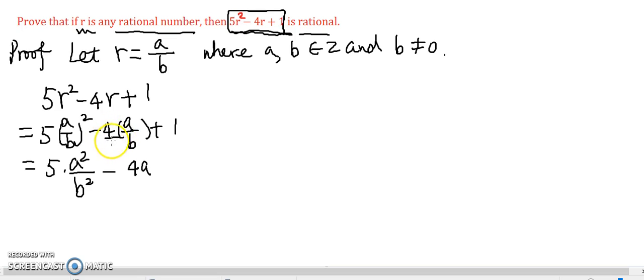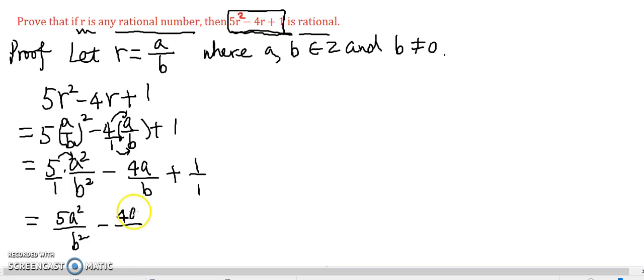We put a 4 as 4 over 1. To multiply fractions, we multiply straight across. So 4 times a is 4a, 1 times b is b. And we're going to write 1 also in fractional form, so that would be 1 over 1. And over here we can do the same thing. Multiply 5 and a squared, we get 5a squared over 1 times b squared, that's b squared. So minus 4a over b plus 1 over 1.